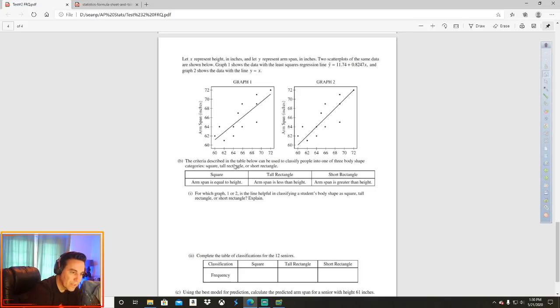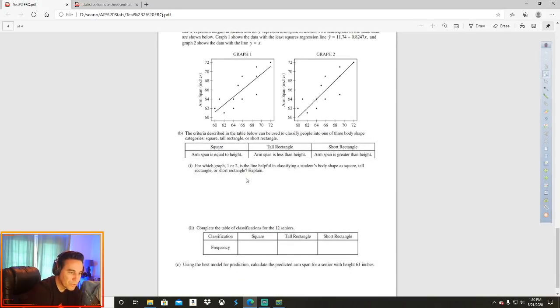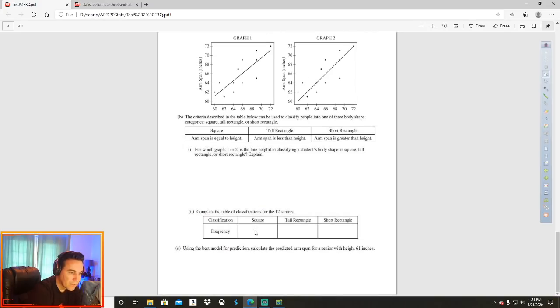And then if you were on the line, you were a square. So which graph is better to classify? Definitely graph 2 would have been better. Count up how many of the 12. 1, 2, 3, 4, 5 were short rectangles. 1, 2, 3, I see 3 that are squares, and 1, 2, 3, 4 that are tall rectangles.